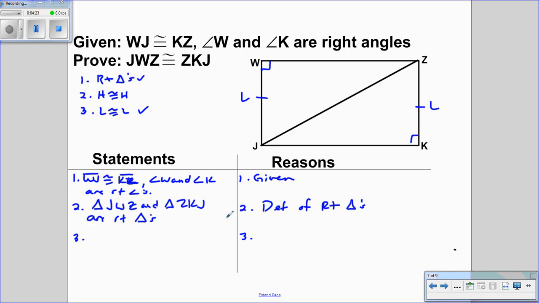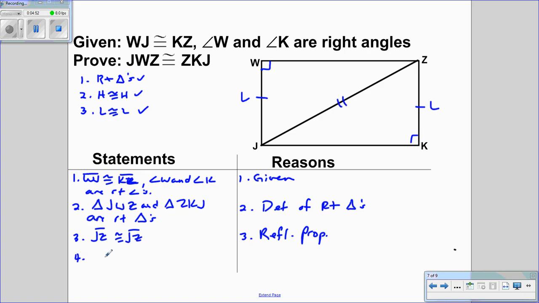Step 3, we still have to get the hypotenuses congruent to each other. Now I know these two triangles share the side JZ, so I know that JZ is congruent to itself by the reflexive property. So there's my next step. JZ is congruent to JZ, and that would be the reflexive property. Okay, so we have our hypotenuses congruent.